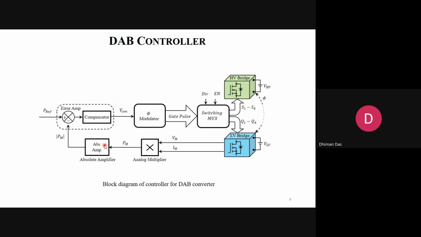Using active rectification, the mod value of the power measurement is compared with the power reference, passed through a compensator, and produces a control voltage. Now this control voltage goes to the phase modulator and produces the gate pulses.